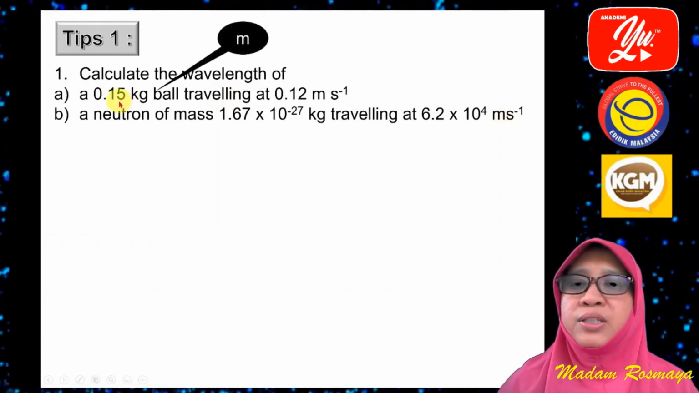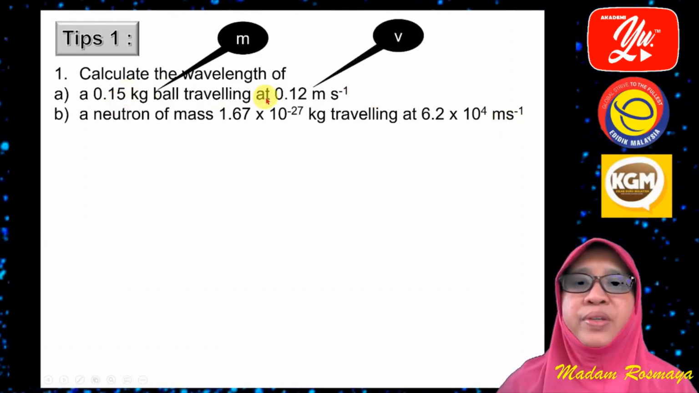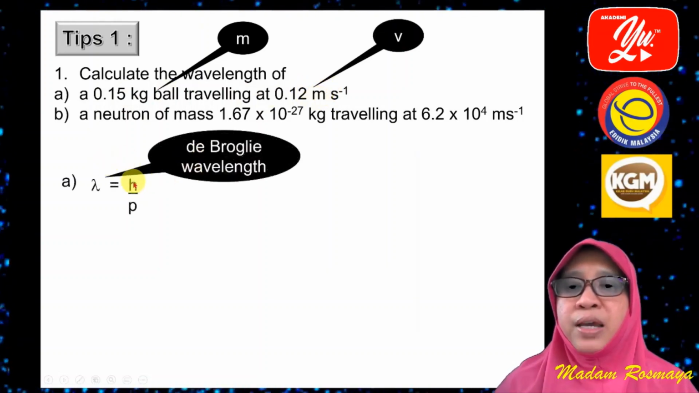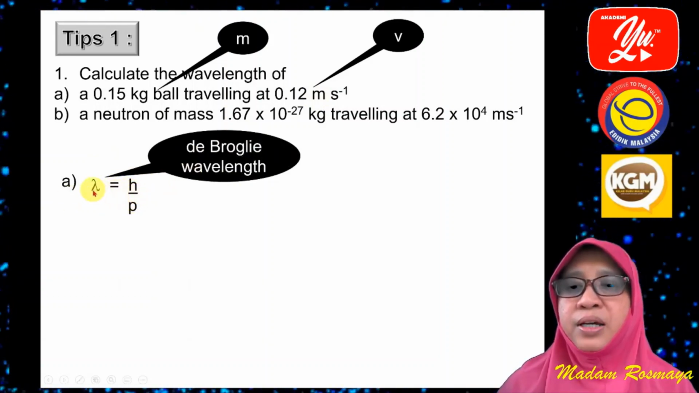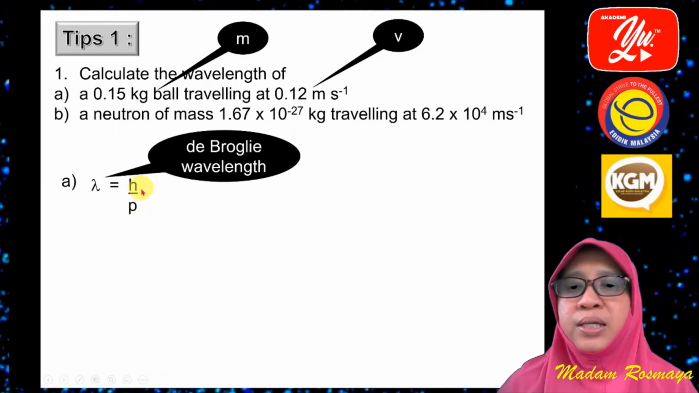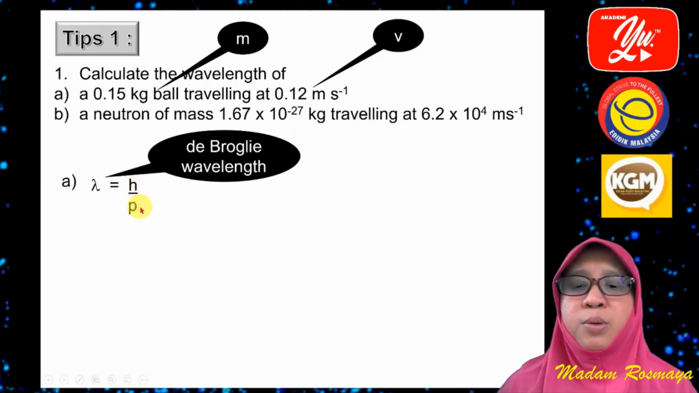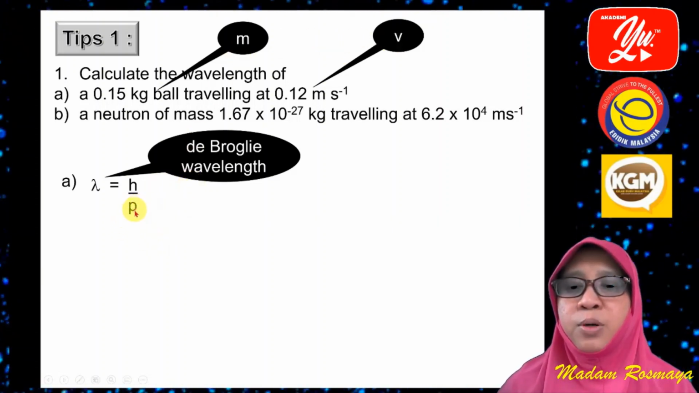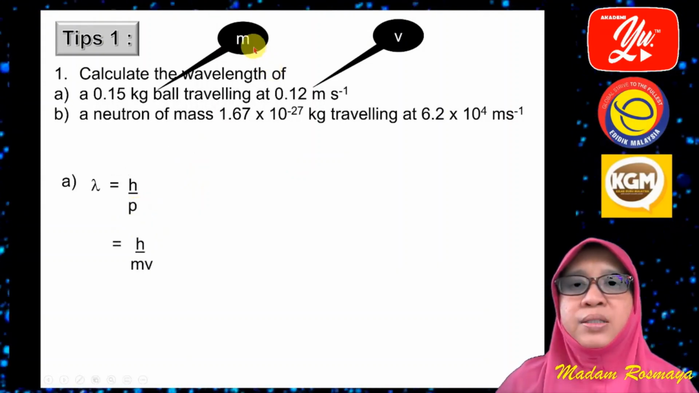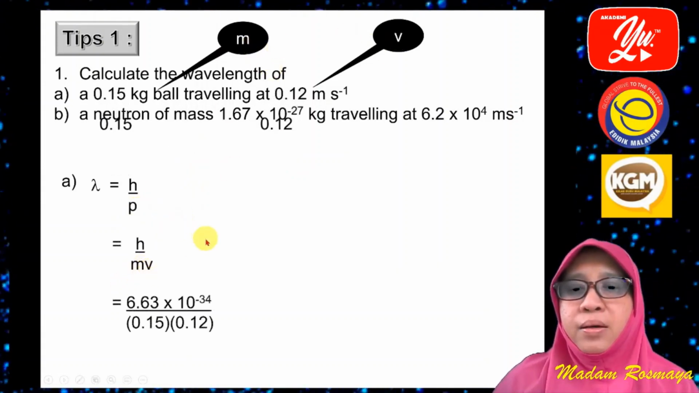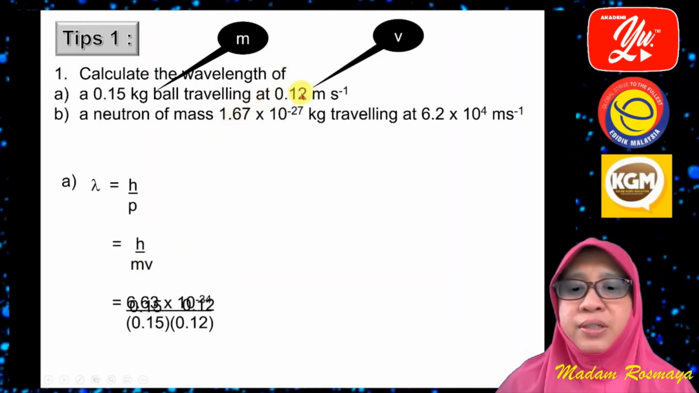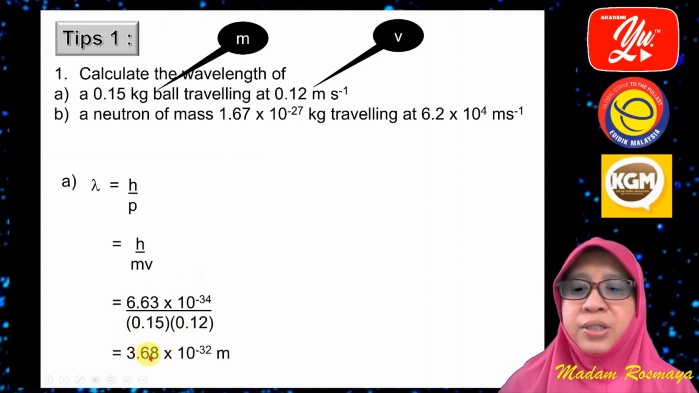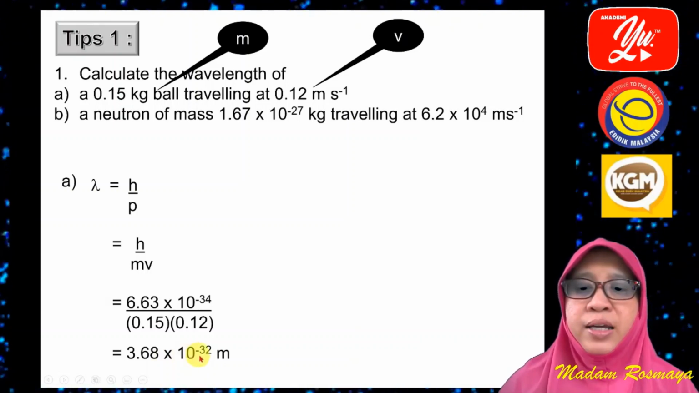So what is given in the question? We're given the mass of the ball and the speed of the ball. The de Broglie wavelength is given by this equation: lambda equals h per p, where h is the Planck constant and p is the momentum. How do we relate it with mass and velocity? The momentum is mass times velocity. So we substitute the mass and velocity given into the equation, and we get the de Broglie wavelength of 3.68 times 10 to the power of negative 32 meter.